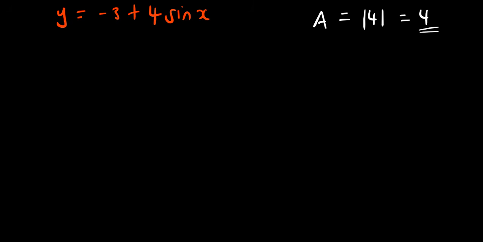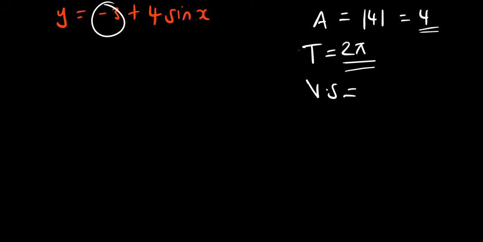Then we're going to also find the period. We said it is T, so it is 2 pi over b. B is the coefficient of x. Now the coefficient of x here is just a 1, so the period is just going to be 2 pi. Then the vertical shift, you're able to see that we have a -3, so the vertical shift is a -3. The phase shift is a 0.